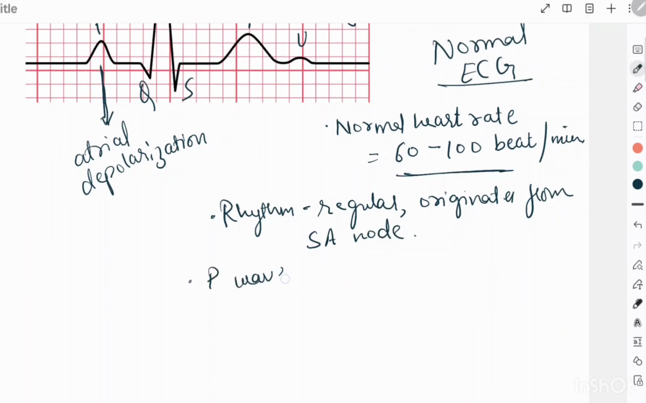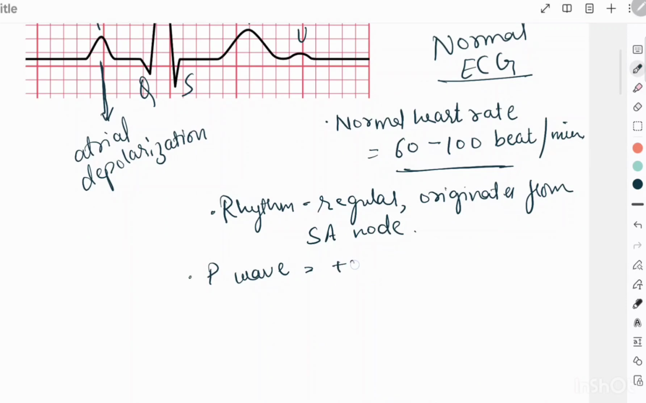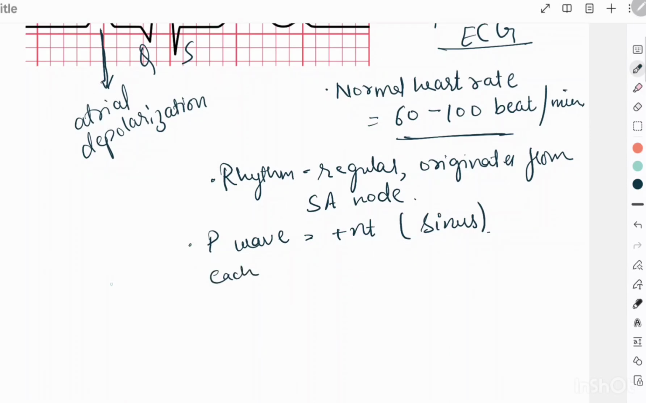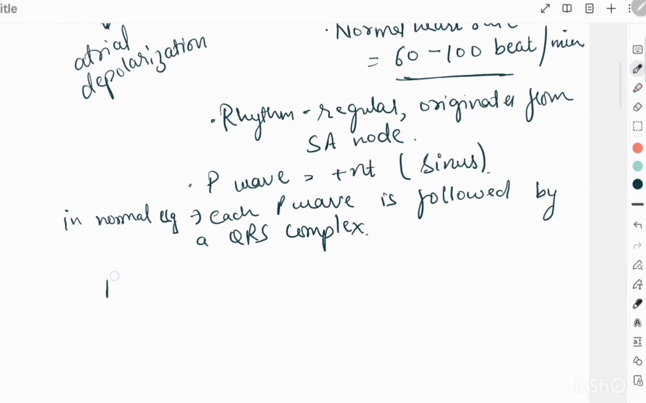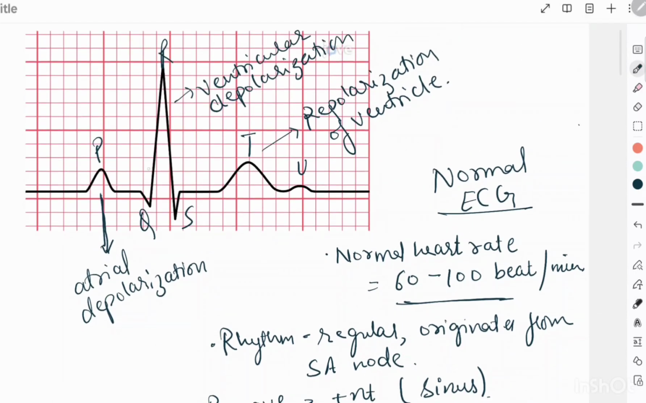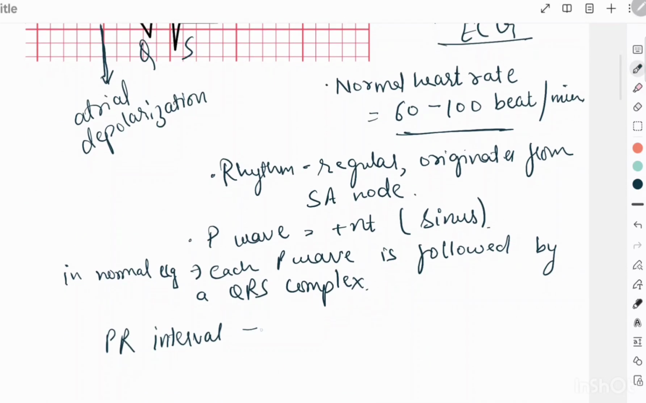P wave: if the P wave is present, then it is sinus. It represents a sinus ECG. In a normal ECG, each P wave is followed by a QRS complex. Understand? Now, what is the PR interval? The PR interval is 120 to 200 milliseconds, which means 3 to 5 small squares.